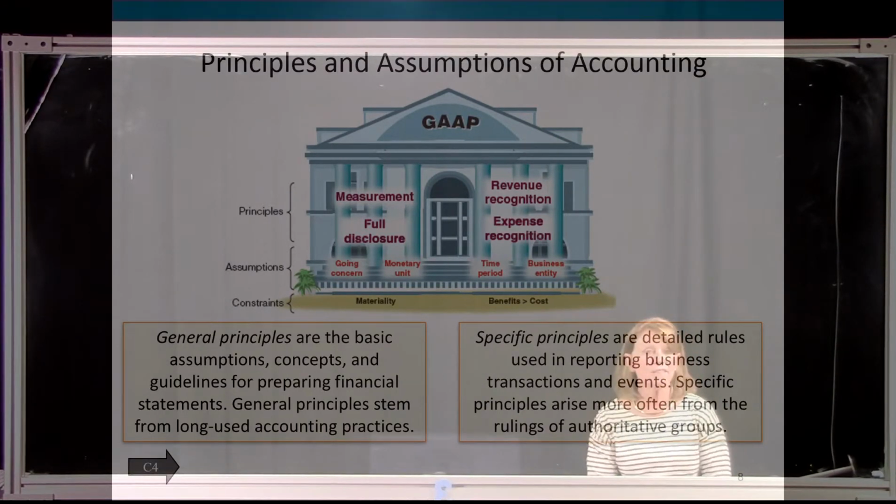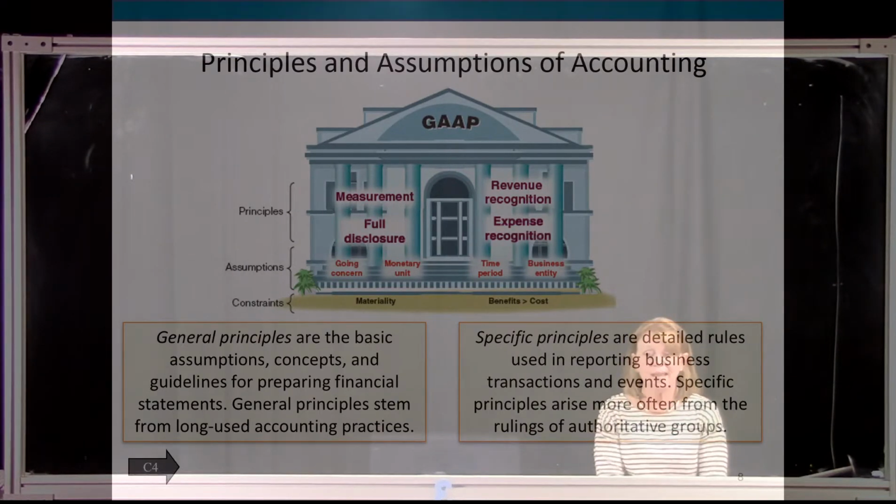Our assumptions are that this business is a going concern. It's going to continue on, that it's in a monetary unit, that we don't necessarily barter, although there is sometimes something other than cash given in exchange, that financial statements are expressed in monetary units, that it's for a specific amount of time, and that it's a business entity, and that is separate from the personal finances of the owner or stockholders.